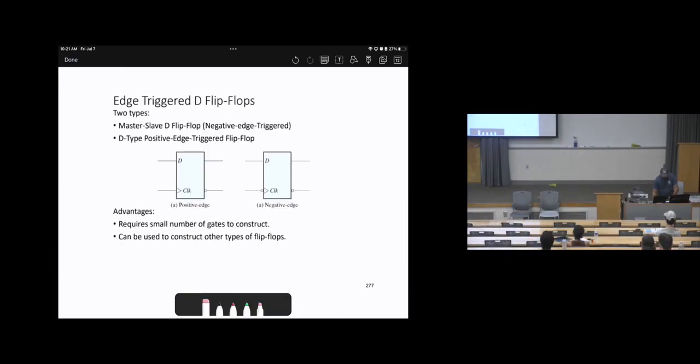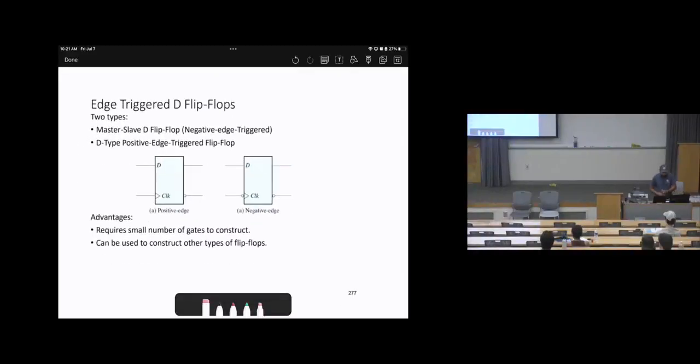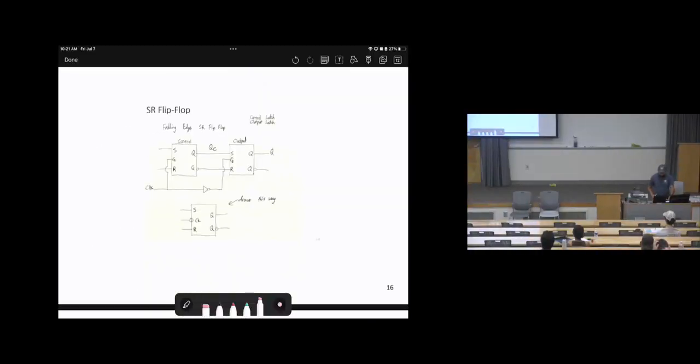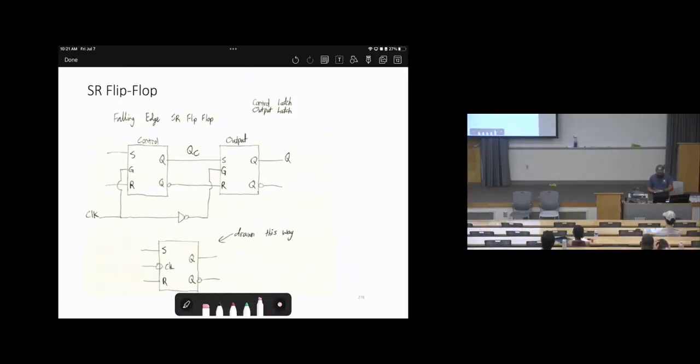Here I keep repeating positive edge and negative edge. Look at the bubble, locate where it is. And there's a triangle shape. This makes it flip-flops, not latches. Now, can we modify an SR latch to be a flip-flop, an SR flip-flop? Yes, we can. So here is a modification.